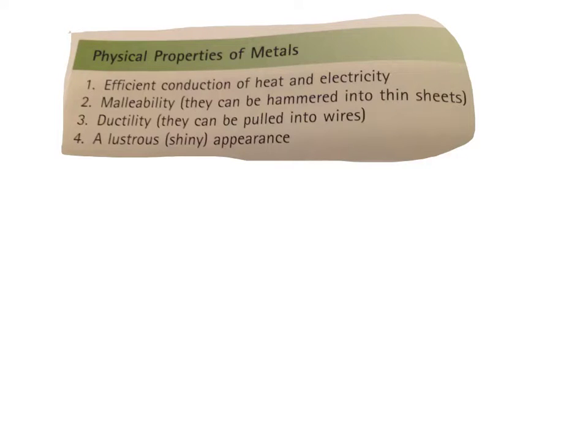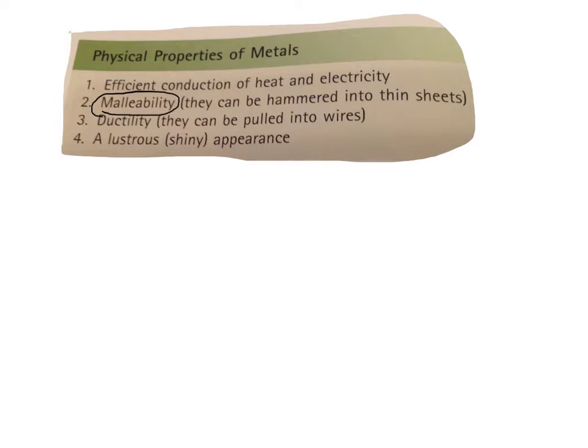So here are some properties of metals. These you probably just know intuitively. We know metals, if you think of metal like a copper penny, they're good conductors of heat and electricity. This is a word that you probably haven't heard before, malleability. And malleability is the ability to hammer into a thin sheet.